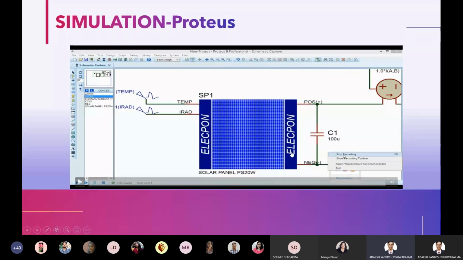This is the complete simulation of solar panel charging.